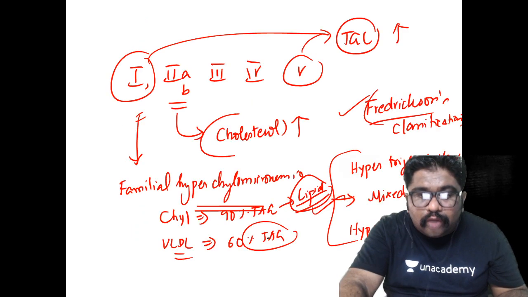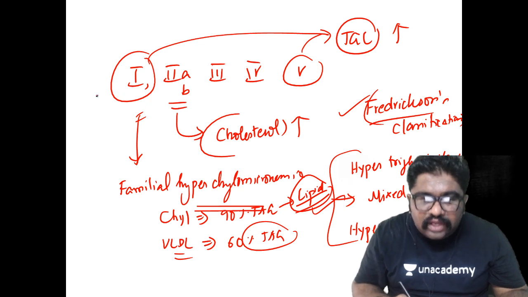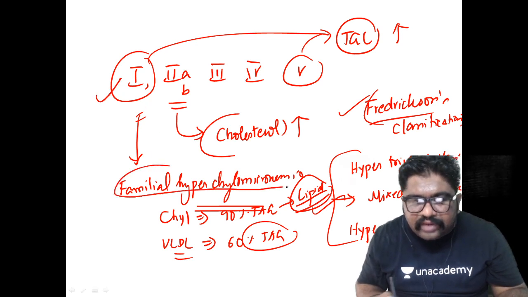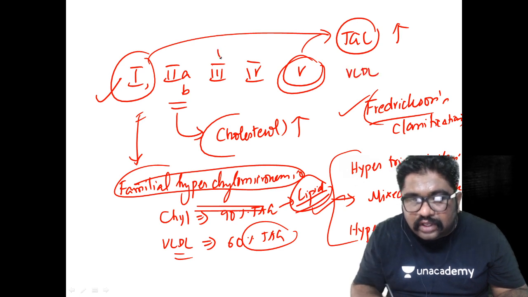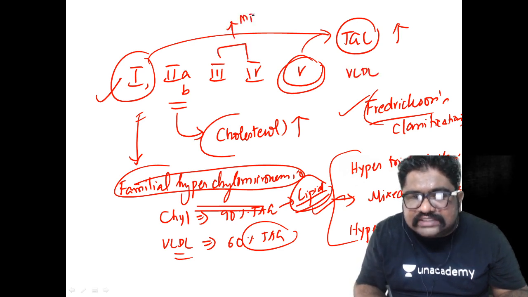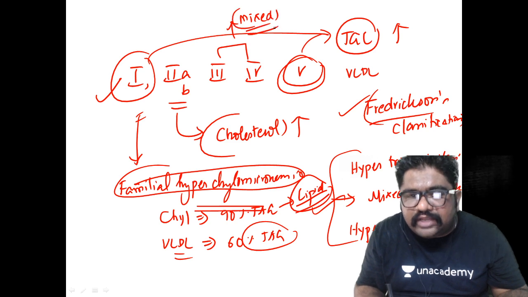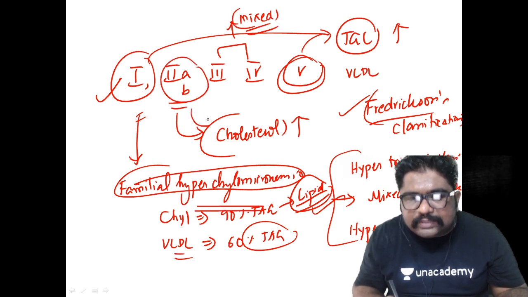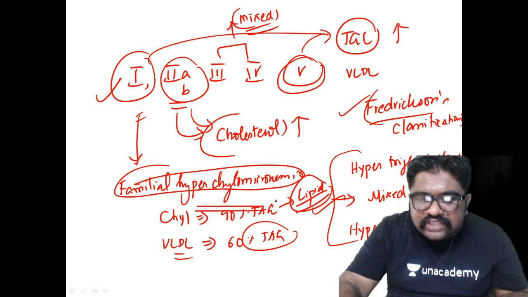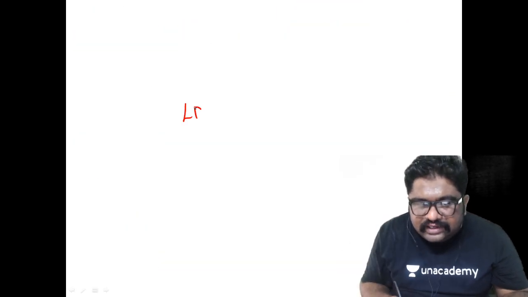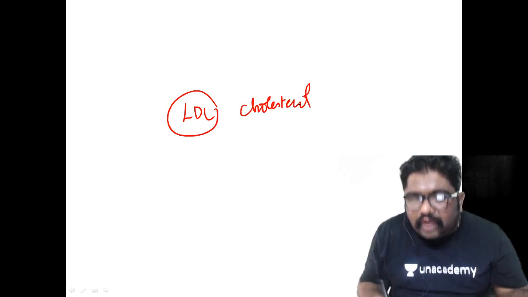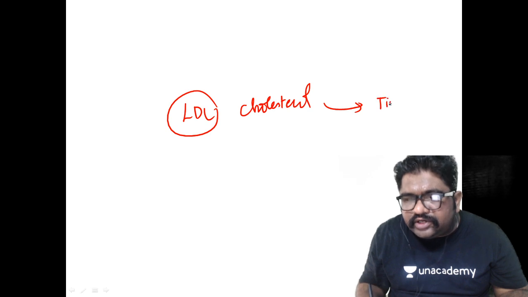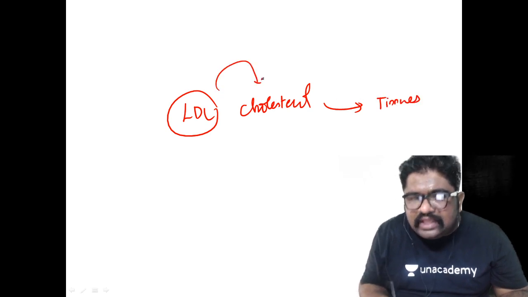Now what did I tell you about the Fredrickson's classification? Type 1 is familial hyperchylomicronemia, while type 5 will have VLDL elevation. Type 3 and 4 are mixed dyslipidemias. It can be a combination of many. While type 2A is specifically for cholesterol. And what happens in case of cholesterol? Look at this part here. You have LDL who handles cholesterol. Now, if the cholesterol is going to the tissues, it is done by LDL.